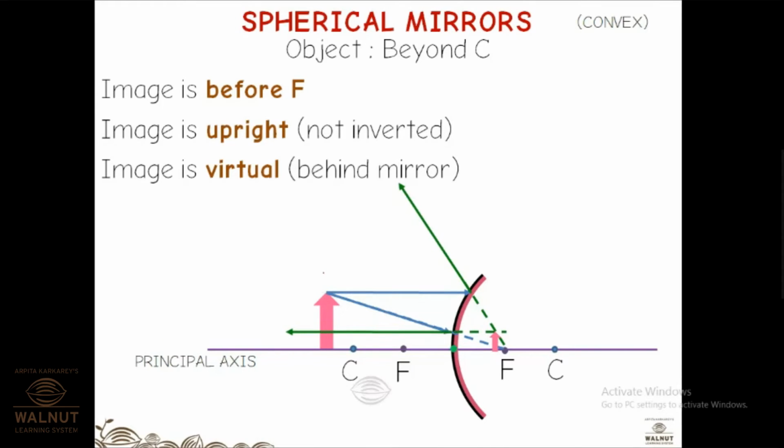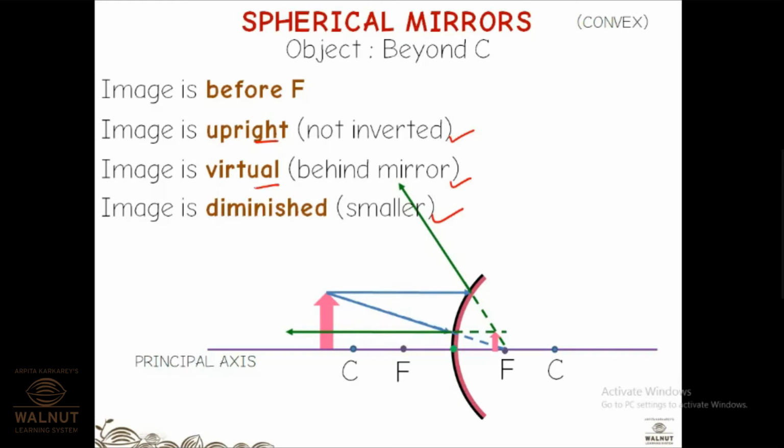Understood? The image is smaller in size, therefore image is diminished. Okay, you will not write these words. These are general words and these are scientific words. So you will have to write these scientific terms. So image is before F, it is upright, it is virtual, and it is diminished. And remember, these two are together, means if the image is upright, it has to be virtual. Okay. And if it is upside down, if it is inverted, it has to be real.